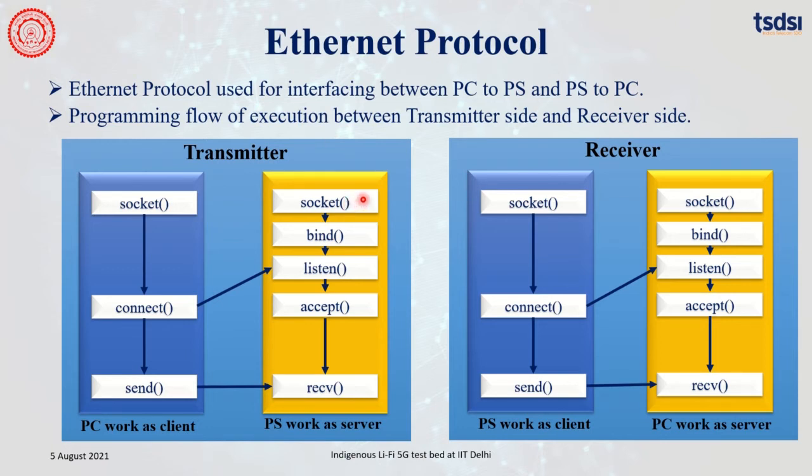The socket function is used to create the TCP/IP socket here. The bind function is used for binding the socket and the server address. The listen function puts the server socket in passive mode, where it waits for the client to approach the server to make a connection. Here it waits for the client connection.